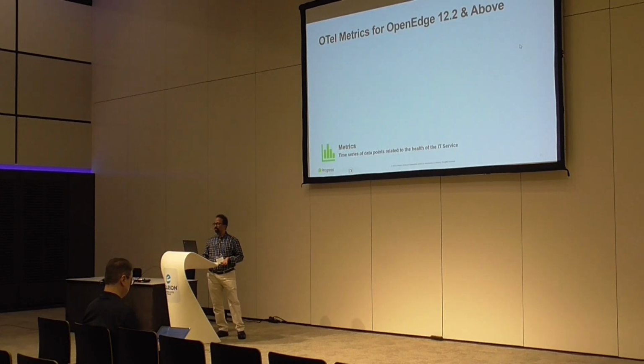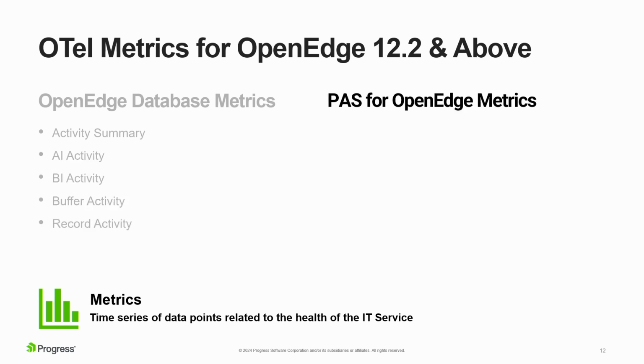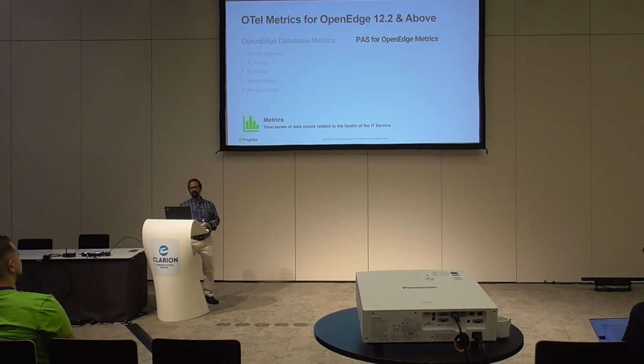So in the initial version of metrics, what we support from a database perspective are some of the read activities, write activities on the database, AI activity, BI activity, buffer activity, and record activities. These are the metrics that we support right now. We know that these metrics are not sufficient, and these are the bare minimum to start.